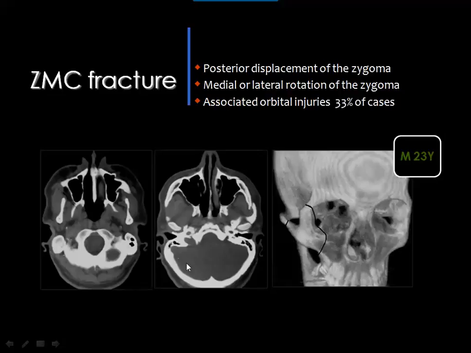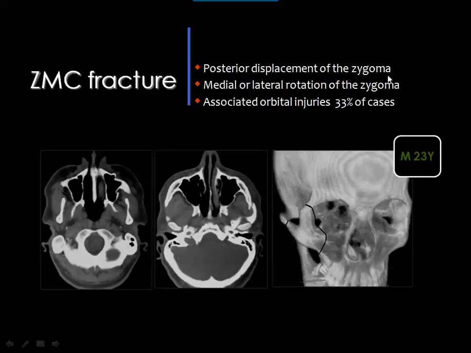Then how can you judge posterior displacement of the zygoma? You compare the zygoma at the fracture site to the opposite zygoma, and you can see that it is posteriorly displaced, and this is a common displacement because of the direction of the trauma.